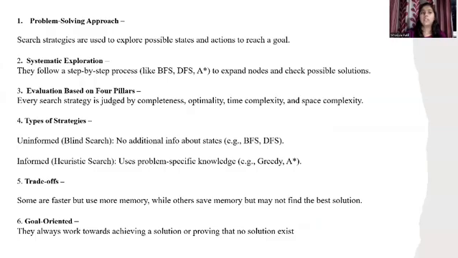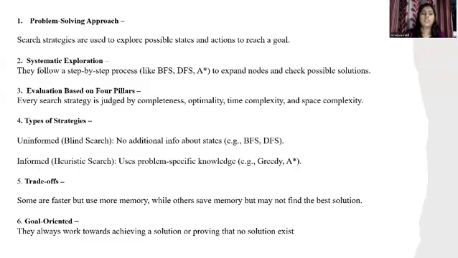One by one explanation. Problem solving approach: search strategies are used to explore possible states and actions to reach a goal. Second, systematic exploration: they follow a step-by-step process like BFS, DFS, A-star to expand nodes and check possible solutions. Third one is evaluation based on four pillars. Every search strategy is judged by completeness, optimality, time complexity and space complexity.